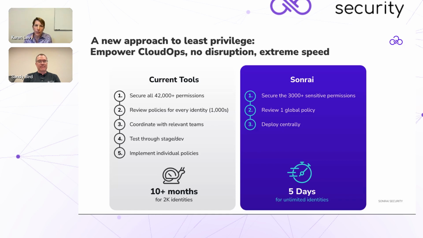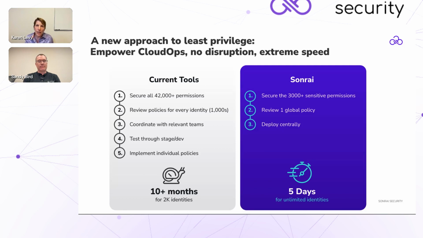So looking at current tools, organizations are looking to secure all 42,000 permissions. It's an unreasonable number of permissions across all 3 public clouds. And if you're working to tailor least privilege policies to each identity, you're focusing on things like list buckets, a permission that really isn't sensitive at all and you shouldn't have to worry about. But today's tools tailor least privilege policies for each individual identity. So there's thousands or tens of thousands of those in your cloud.